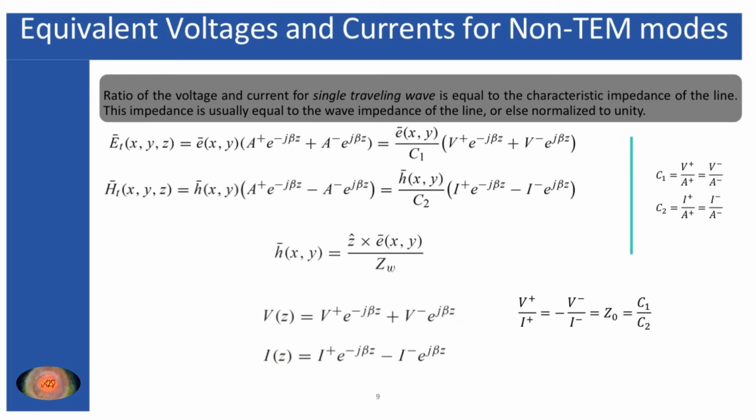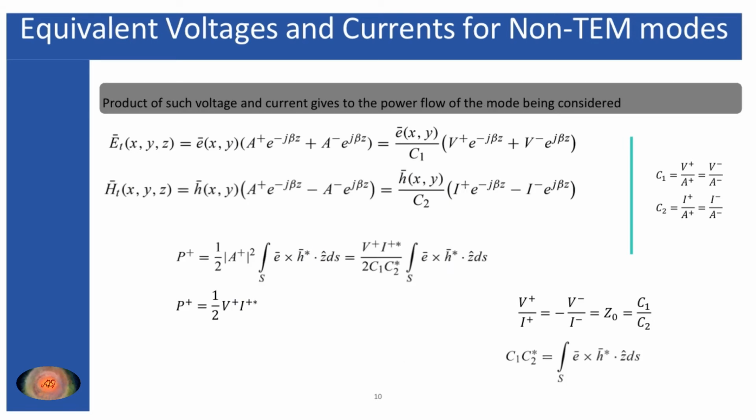Now here the ratio of the forward propagating voltage magnitude to the forward propagating current magnitude is equal to the characteristic impedance of the line. And this definition is also similar to the transmission line model. In the opposite direction there will be a negative sign, and then you can equate this expression with the characteristic impedance. When you replace V plus and I plus, or V minus and I minus, from the definitions that I have already obtained, you will get that this characteristic impedance is nothing but the ratio of C1 to C2.